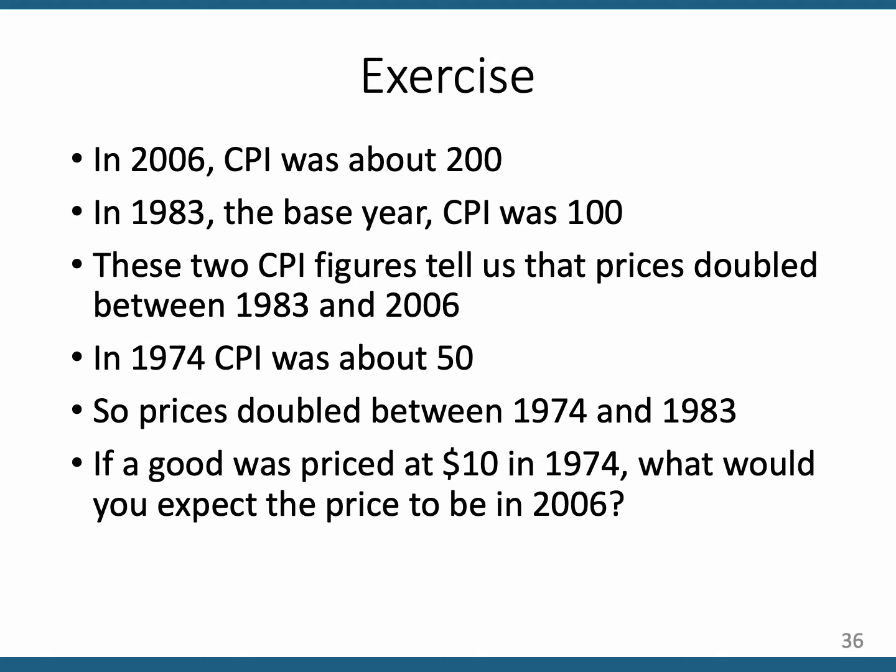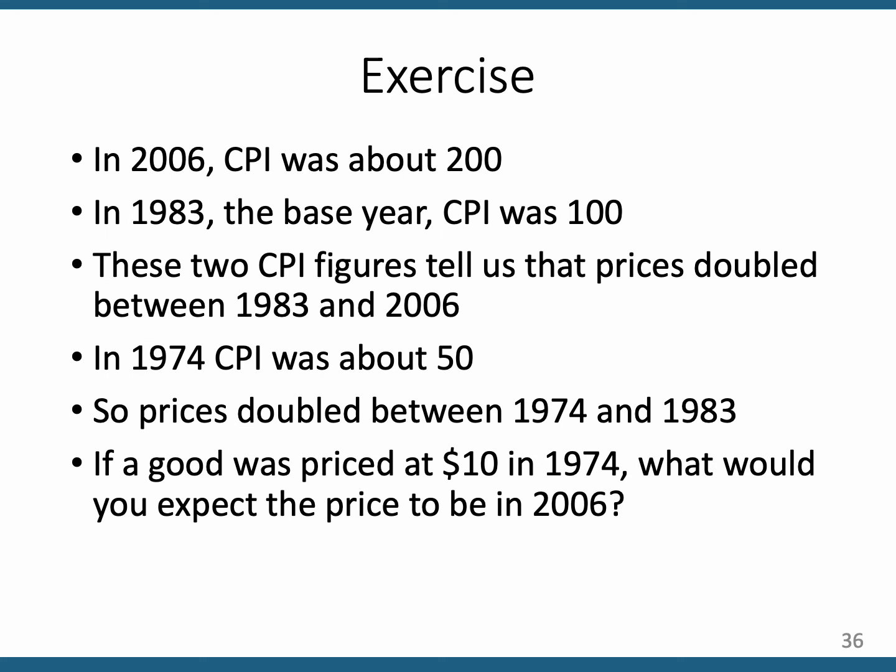Now going back in time, the Consumer Price Index in 1974 was about 50. So what does that say about a comparison of prices between 1974 and 1983? The price index went from 50 to 100. It doubled. That means prices doubled between 1974 and 1983. So what can you say then about prices in 1974 compared to prices in 2006? Well, they doubled by 1983 and then doubled again by 2006. So that means prices in 2006 were 4 times what they were in 1974.